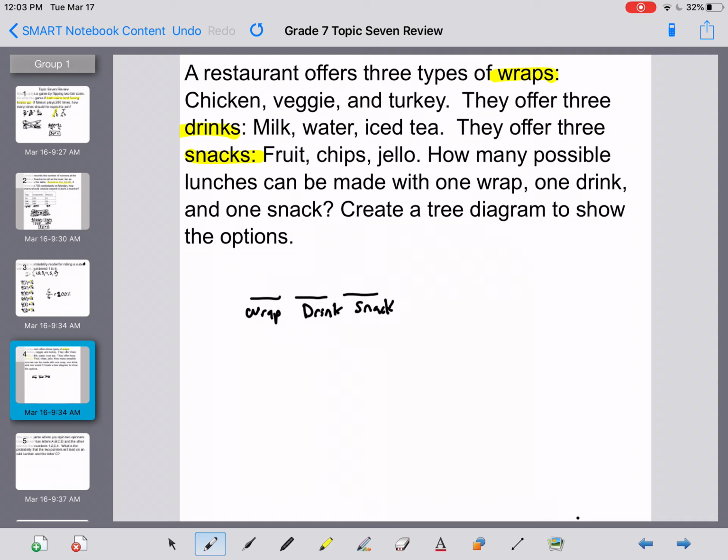Now I'm going to determine how many different wraps there are. There's 3 types of wraps. Now I'm going to determine how many drinks there are. We have 3 options for drink. Now I'm going to determine how many snack options there are. There are 3 options for snack. I'm going to take all of these numbers and multiply them to determine the total number of possible outcomes. 3 times 3 times 3 is 27. So there's a total of 27 possible outcomes.